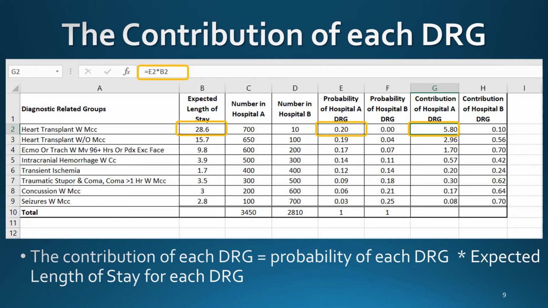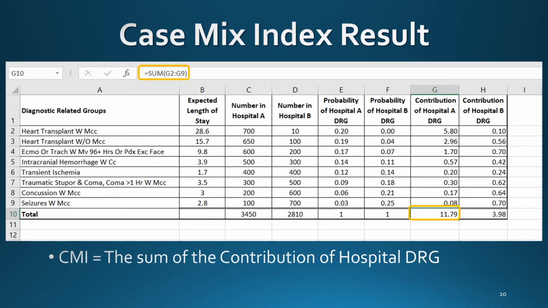After having all the contributions of each DRG calculated, we will get the CMI index by summing all the contributions of the hospital's DRGs. For example, the Hospital A CMI is by adding up the contributions of Hospital A DRG, which is from G2 to G9, which gives us the value of 11.79.